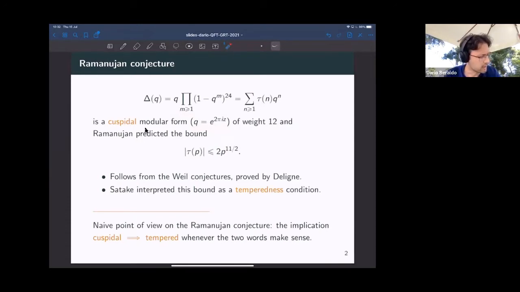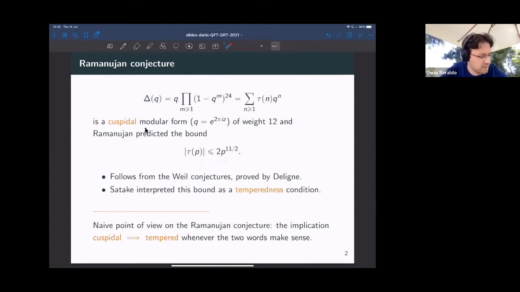The sequence of coefficients is called the Ramanujan tau sequence, and Ramanujan predicted a bound for these tau numbers. That's the bound I wrote here for the primes. Actually, the Ramanujan conjecture consists of three parts. The first two parts are about multiplicative properties of the tau numbers, and the third and deepest part of the conjecture is this bound.